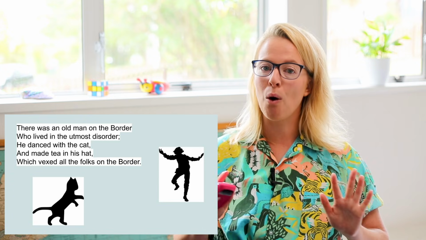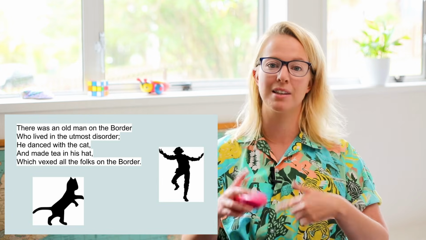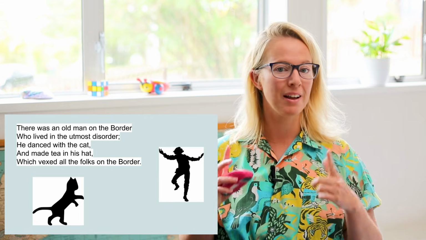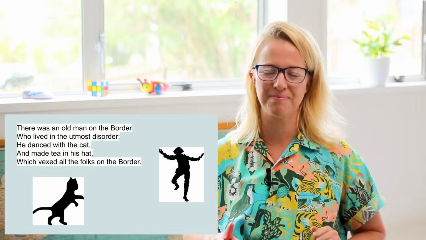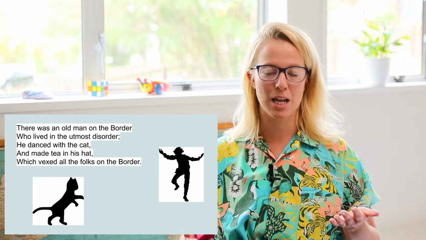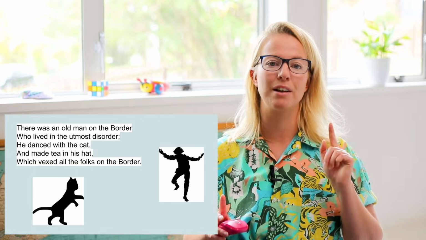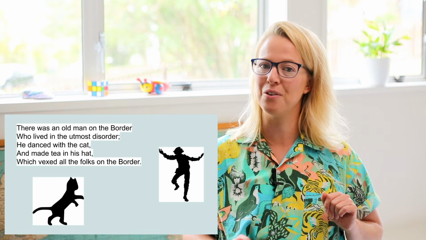Okay, here are some old examples of limericks and we can see if they match the rhythm that I was just talking about. So I'm going to read it out to you. Remember the rhythm in your head and see if it keeps that pattern. There was an old man on the border who lived in the utmost disorder. He danced with the cat and made tea in his hat, which vexed all the folks on the border. Perfect. So it's got the same rhythm and it's got the rhyming words for line 1, line 2 and 5 and different rhyming words for line 3 and 4.